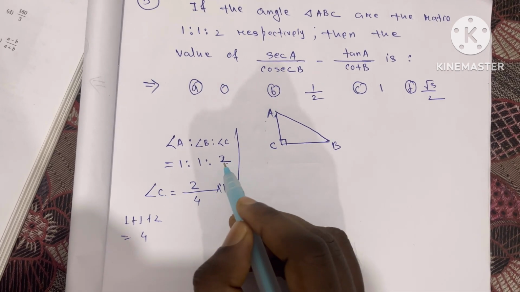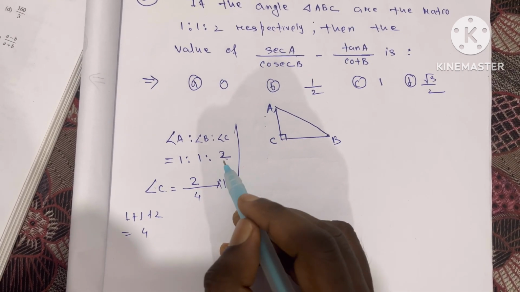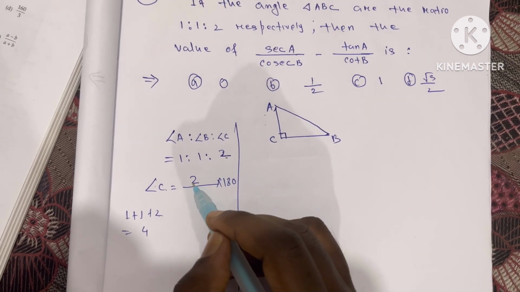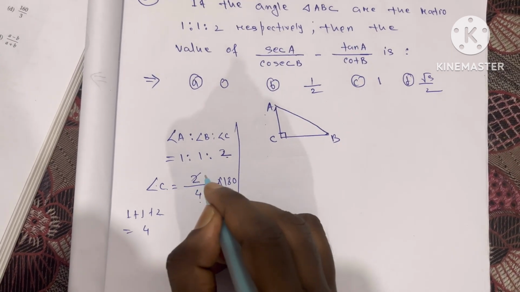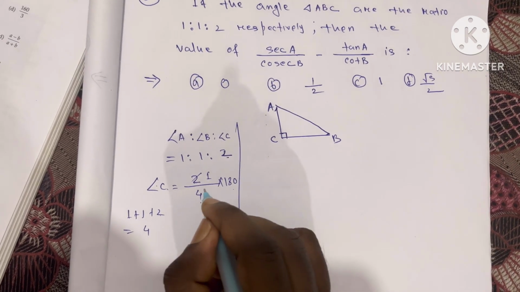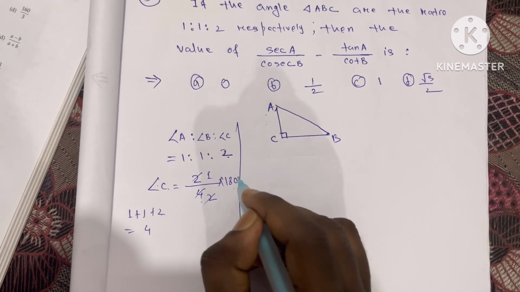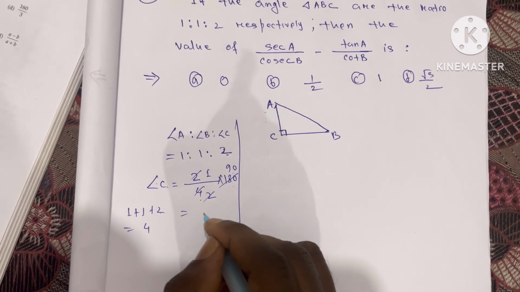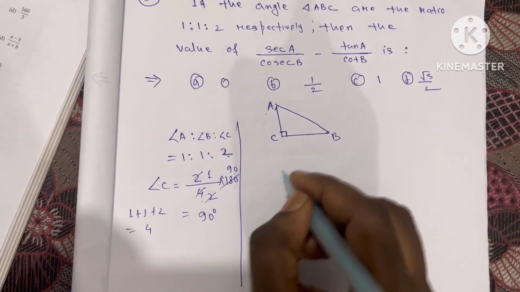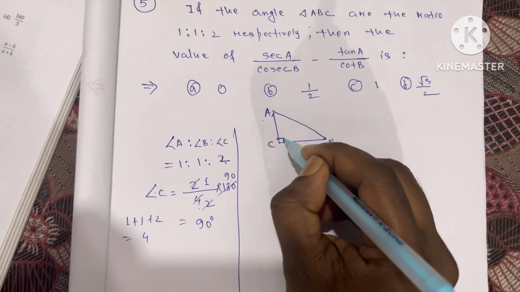So for finding the angle C, we can use the formula: ratio of C divided by total ratio into 180 degrees. So 2 1s are 2, 2 2s are 4. Again you can cancel 2. 2 90s are 180, which means 90 into 1. So the answer will be 90. That means angle C is equal to 90 degrees.